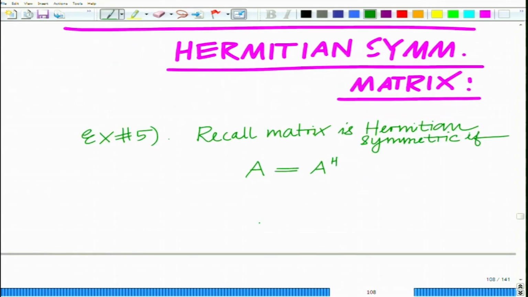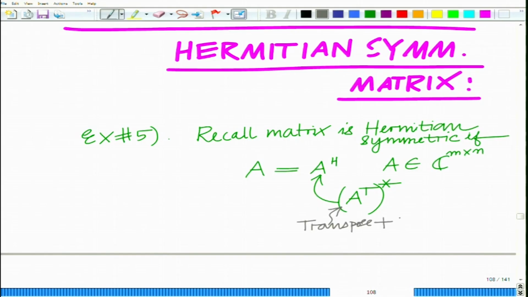Okay. So, for any m cross n matrix, remember this is for a complex m cross n matrix. And remember, Hermitian is nothing but you first take the transpose of A and then take the complex conjugate. So, Hermitian involves two steps, transpose plus conjugate. First you take the transpose of a matrix, an m cross n matrix becomes an n cross m matrix, and then you take the complex conjugate of each element.